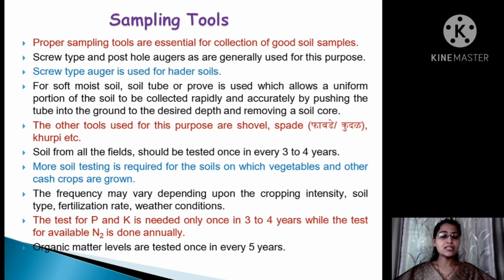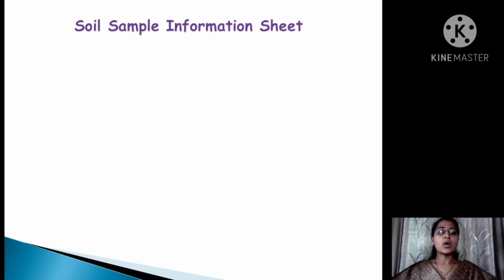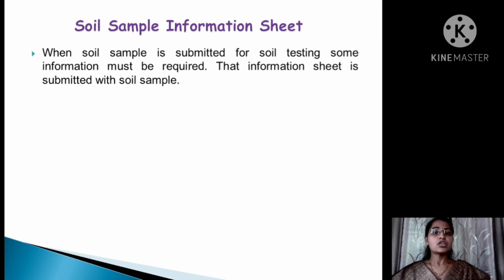Organic matter levels are tested once in every 5 years. Then we see the soil sample information sheet. When a soil sample is submitted for soil testing, some information is required. That information sheet is submitted with the soil sample.